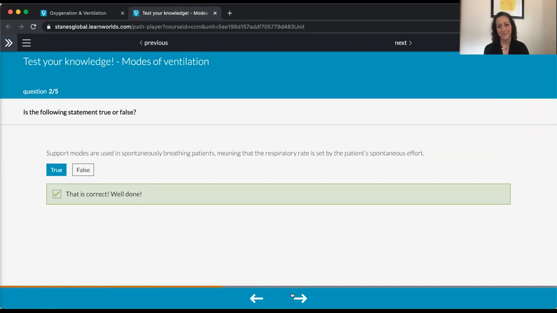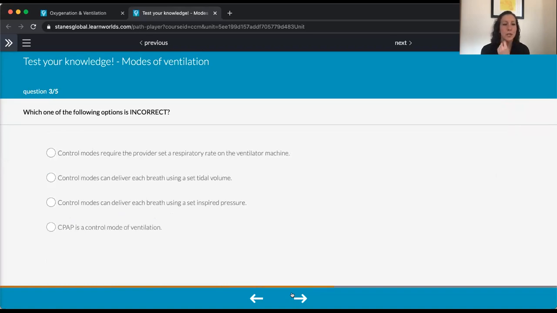Well done. Next question. Which of the following options is incorrect? So not correct. First option, control modes require the provider set a respiratory rate on the ventilator machine. Control modes can deliver each breath using a set tidal volume. Control modes can deliver each breath using a set inspired pressure. CPAP is a control mode of ventilation. Which of the following is incorrect? Great, you guys are doing awesome. You're almost getting an A.